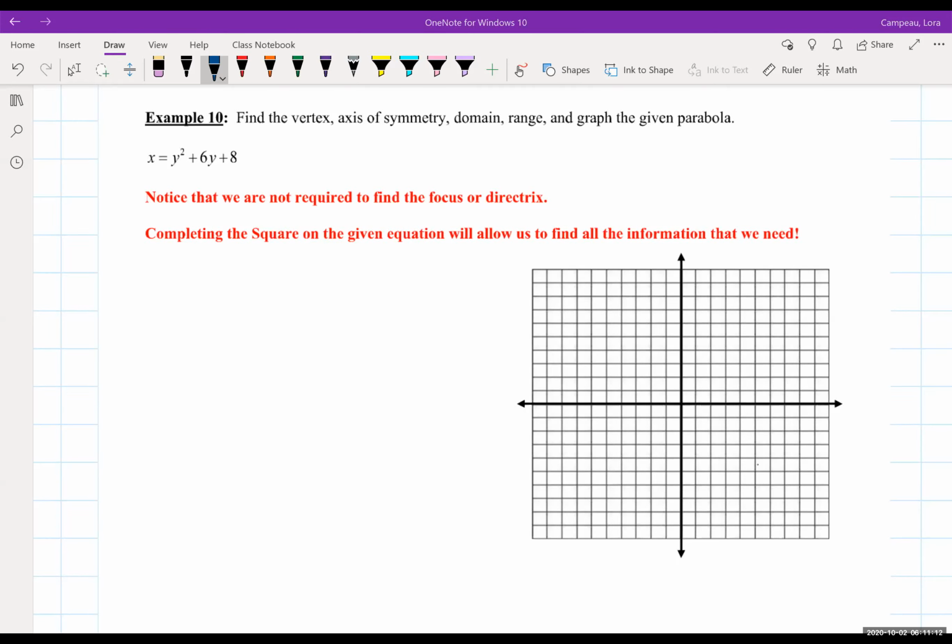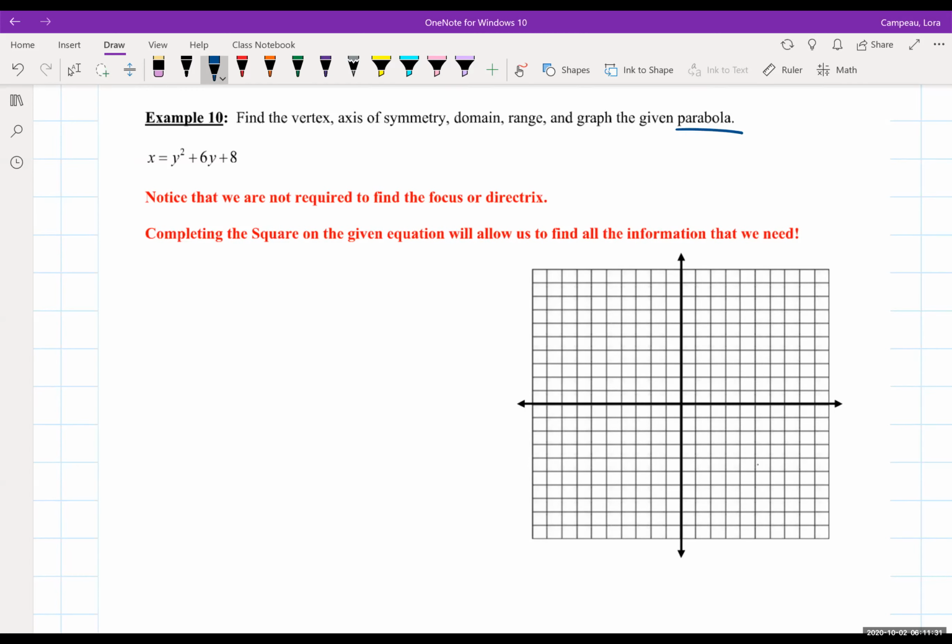So for this example, we're going to look at this equation, and they're asking us to find the vertex, axis of symmetry, domain, range, and they want us to graph. And the good thing, they do tell us that we do have a parabola. It's a good heads up, and we kind of know what section we're in.